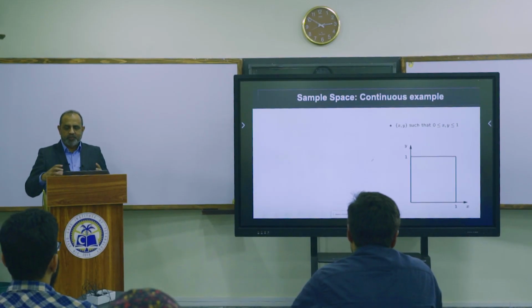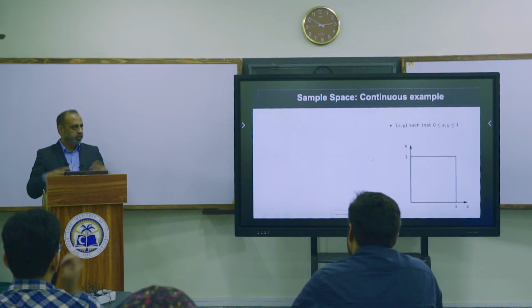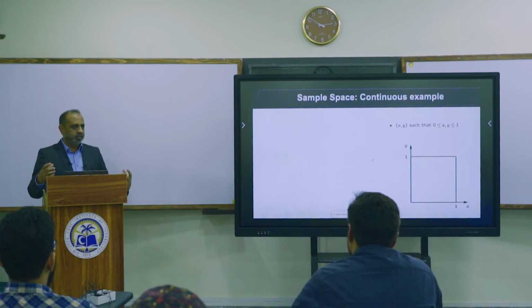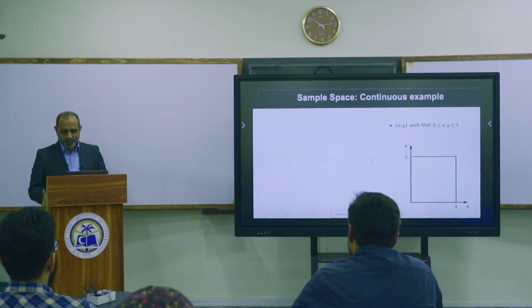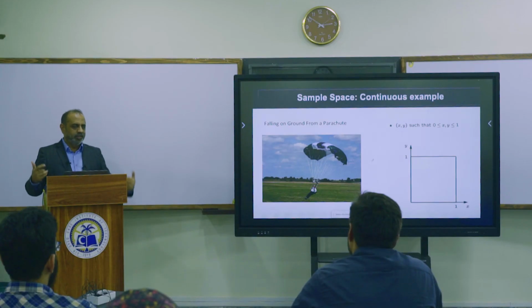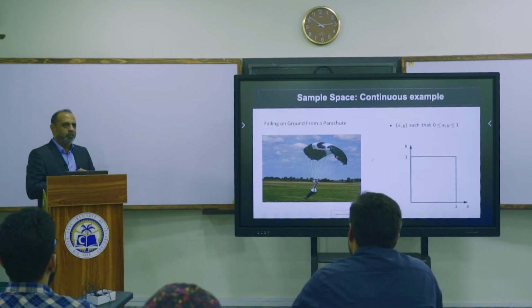Then sometimes your sample space is continuous, right? Sometimes it is discrete, like throwing a dice. But if you are jumping from a parachute, you don't know where you're going to land. So it's a continuous sample space. Definitely you're going to land somewhere on the earth, but what precise point? It is not a discrete point, it could be anywhere. The coordinate of that place could be anything. It depends how precisely you measure the first point to touch the ground.